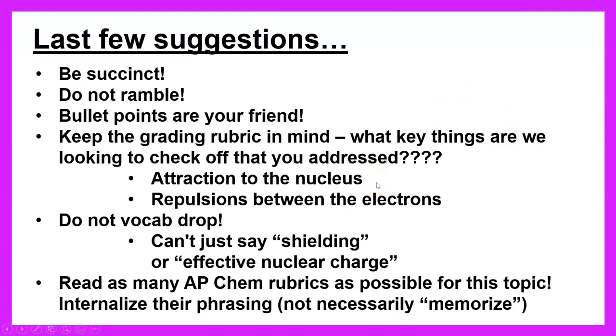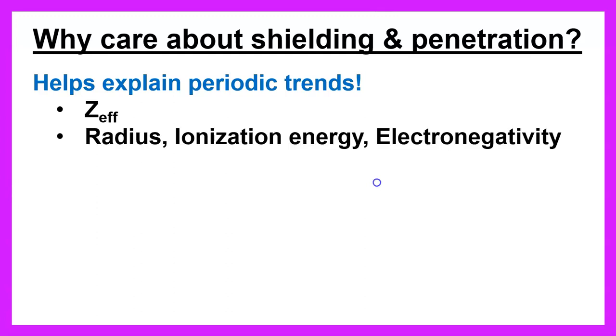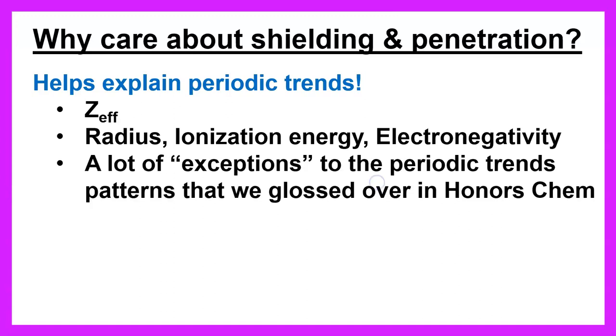And then lastly, the reason this is so important is because these are the things that explain our trends. When we're talking about our Zeff, when we're talking about our radius and our ionization and our electronegativity and all of the weird exceptions you might see, it's always coming back to these ideas, okay? So when you get a question that's asking you something about atomic structure, something about periodicity and trends and patterns, you should have these ideas set off in your head. You should be thinking instantly attractions, repulsions, shielding, penetration, things like that, okay?